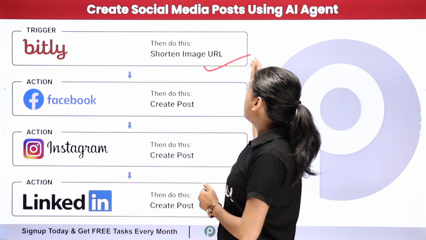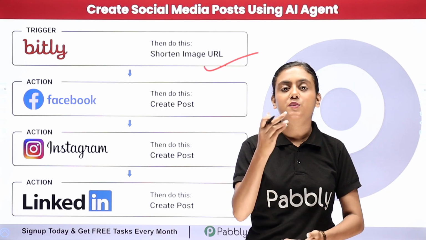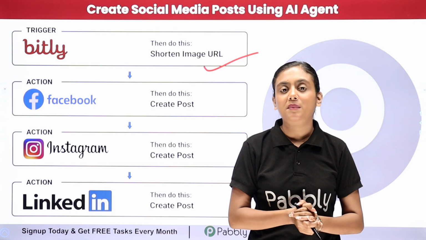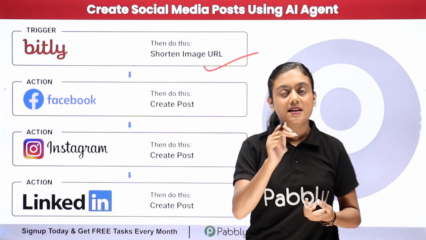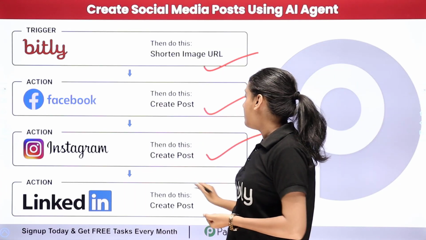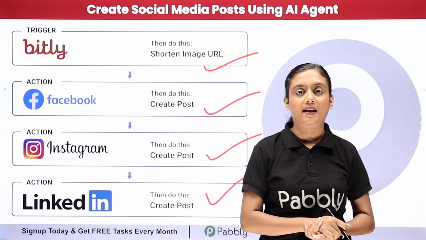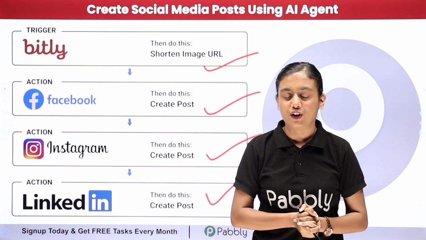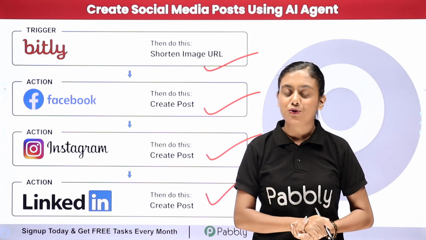For shortening the URL, we are going to use Bitly, with the help of which we are going to shorten the image URL link that we have received. And now that we have the image URL, caption and the hashtags, automatically a post is first going to be created on my Facebook page, then on my Instagram account and then on my LinkedIn profile. So now if you want to learn how to create this amazing AI agent for your business, then let me take you to my screen.